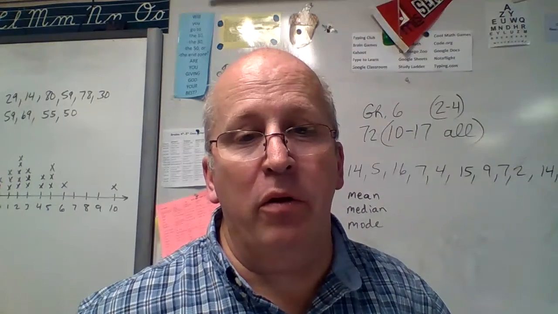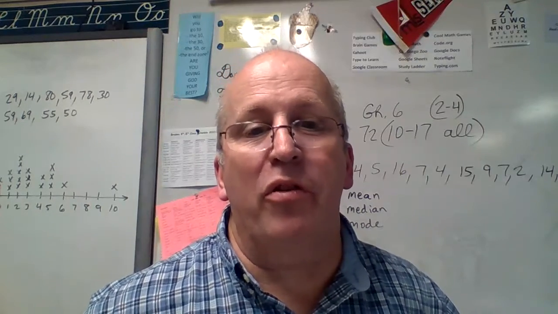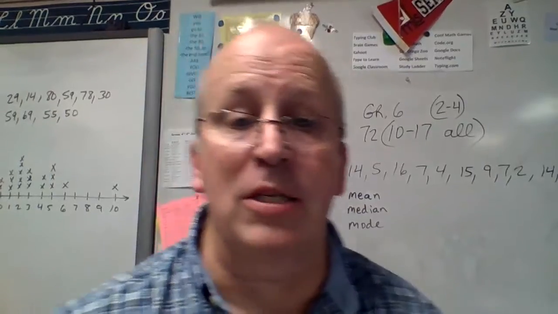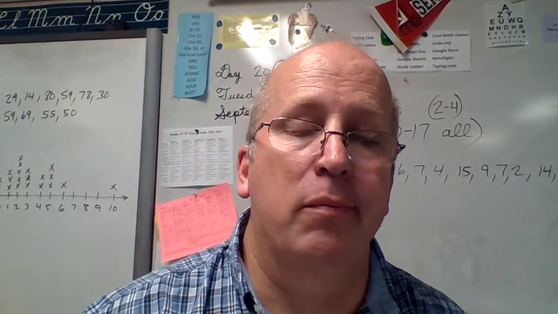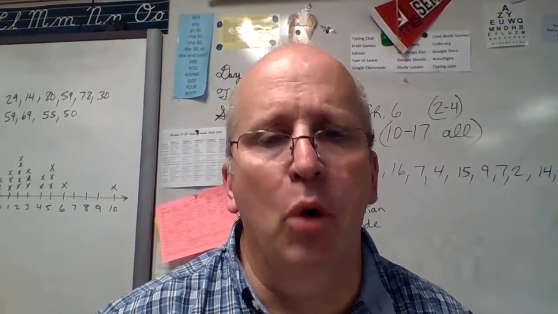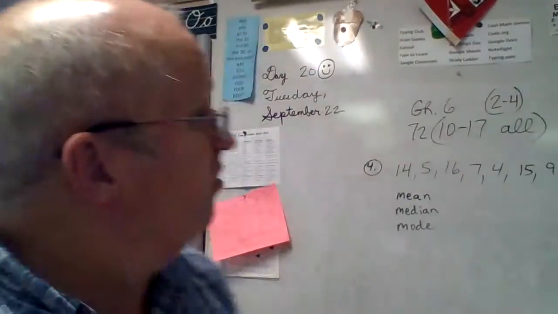Mean is also known as average. Median is the middle number in a set of data when you put them in order from largest to smallest. And mode is the number that appears most often. Sometimes there isn't a mode, but it's the number that appears most often. Mode, most often.